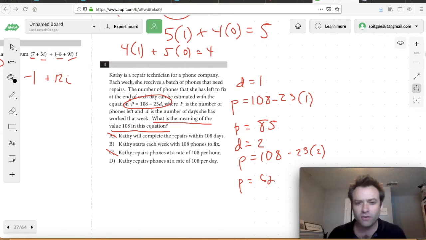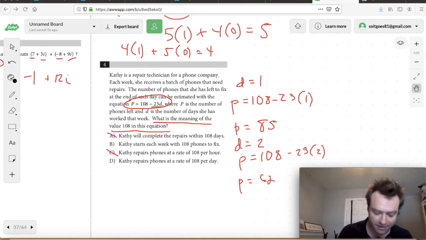And we know she's not fixing 108 phones per day, right? Because I'm looking at this now and I see she's fixing like 23 phones per day at this rate. Now we can see where that 23 in the equation comes from. That's the number of phones she's fixing every day. So D is gone. And I can confirm this by plugging in a 0 for D.